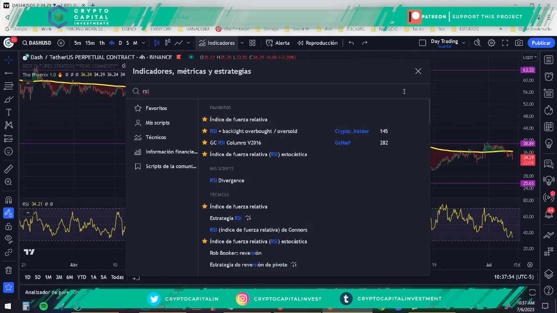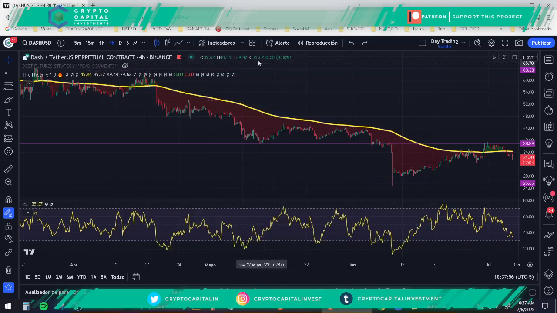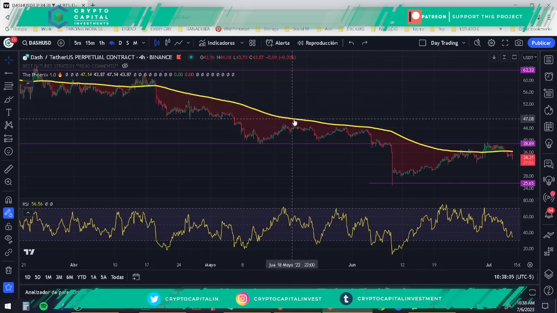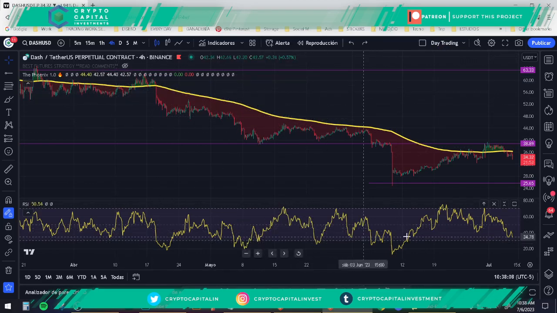This is in Spanish, but yes, RSI. Everything's here in Spanish. Anyway, so what you're gonna do is, okay, we have identified that this is a downtrend, but there's one thing that happened in this indicator that happened nowhere else.